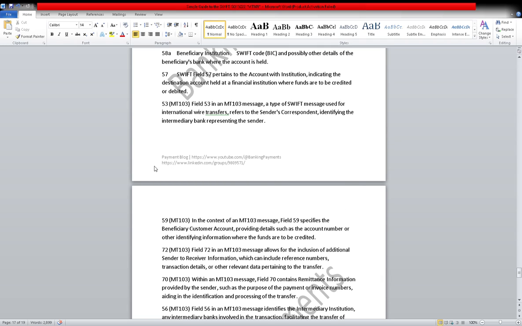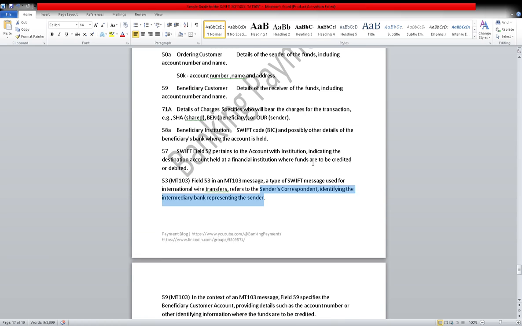So 53B means I will again open my document. Field 53, an MT message, a type of SWIFT message used for international wire transfer, refers to the sender's correspondent, identifying the intermediate bank representing the sender. So this is representing the sender here. Now this is 53.